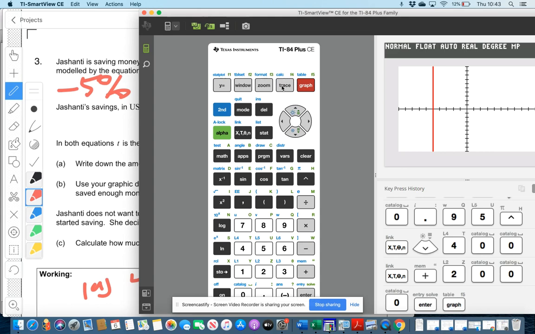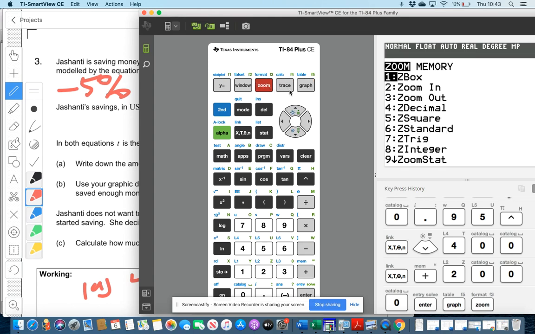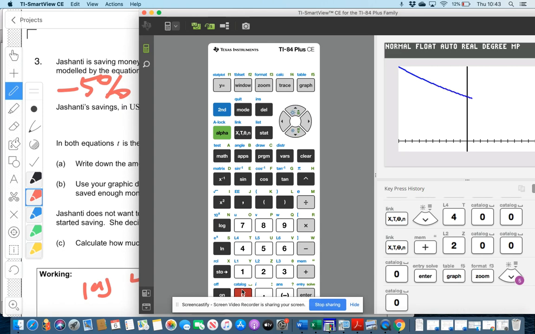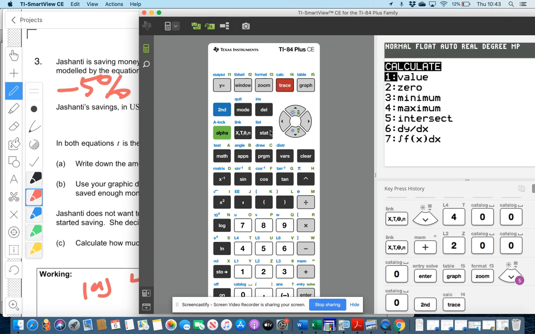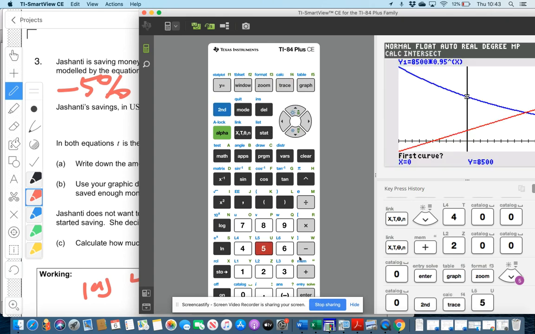So what we need to do is zoom fit. Go to the bottom of the screen here, zoom fit 0. All right, and if I do that, normally the window will be changed so that I can see an intersection, which I see over here on the right-hand side. So the standard procedure: second, calculate, intersect, hit enter 3 times. 1, 2, 3. And then I have the x-intercept at 8.64 months.